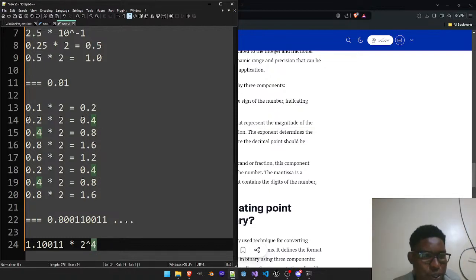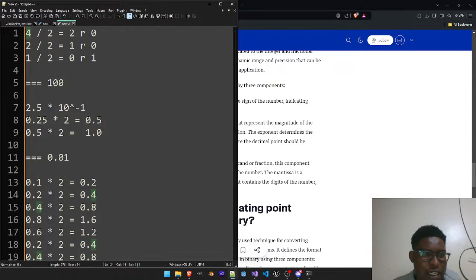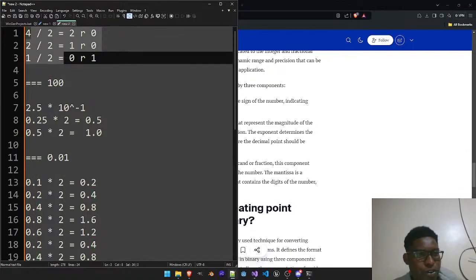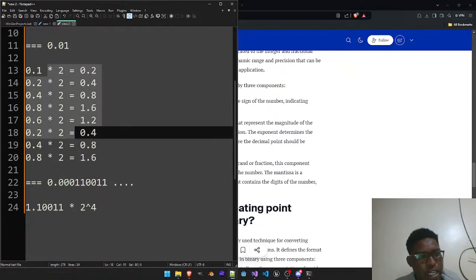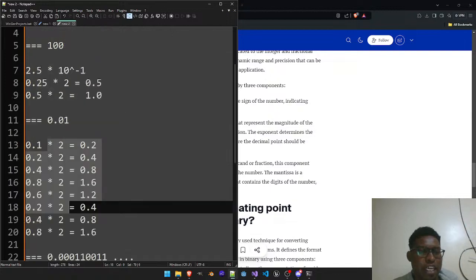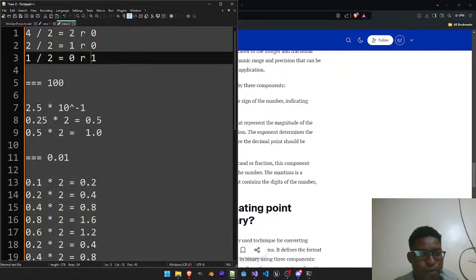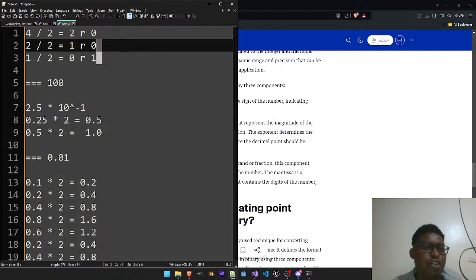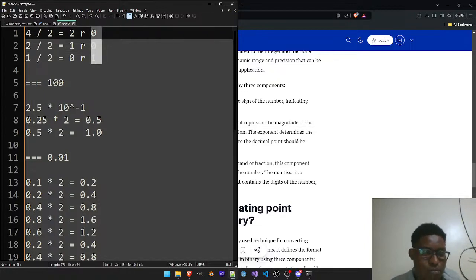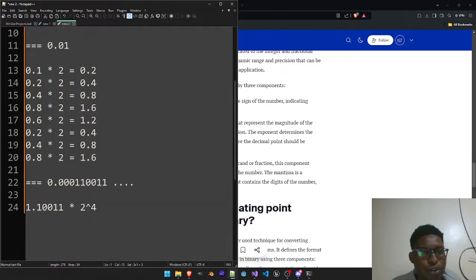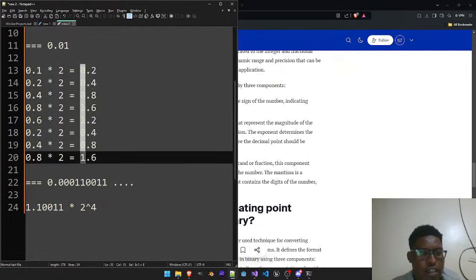we have inverted it. So the same way that when you're calculating the binary for a whole number, we are dividing, when you're calculating for a floating point number, we are multiplying. And when you're picking the values, for whole numbers we're picking from bottom to top, and for floating point numbers you're picking from top to bottom.